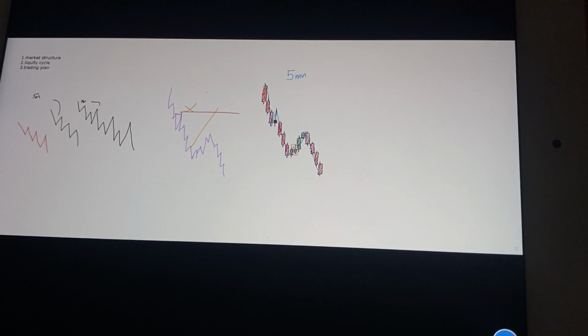No. It is a 5-minute structure. However, it is internal to the overall market structure because this is the main swing high here and this is the main swing low here. Here, this is the main swing high. This is the main swing low.